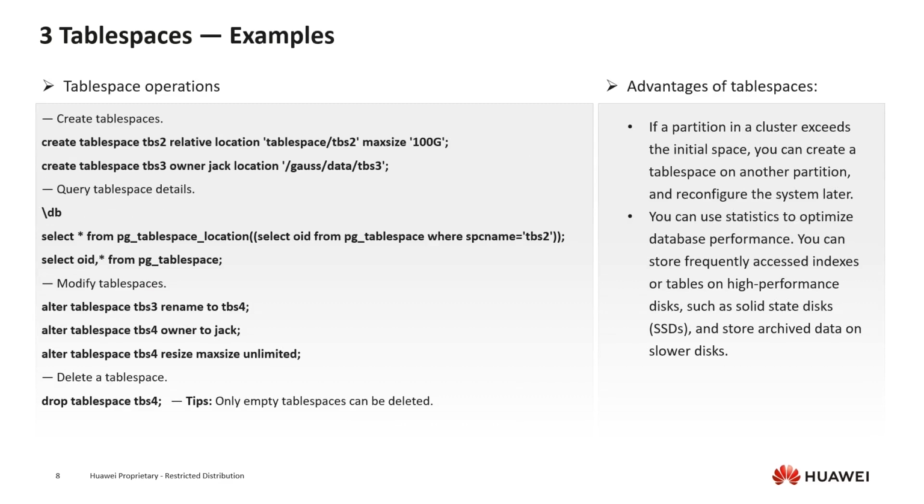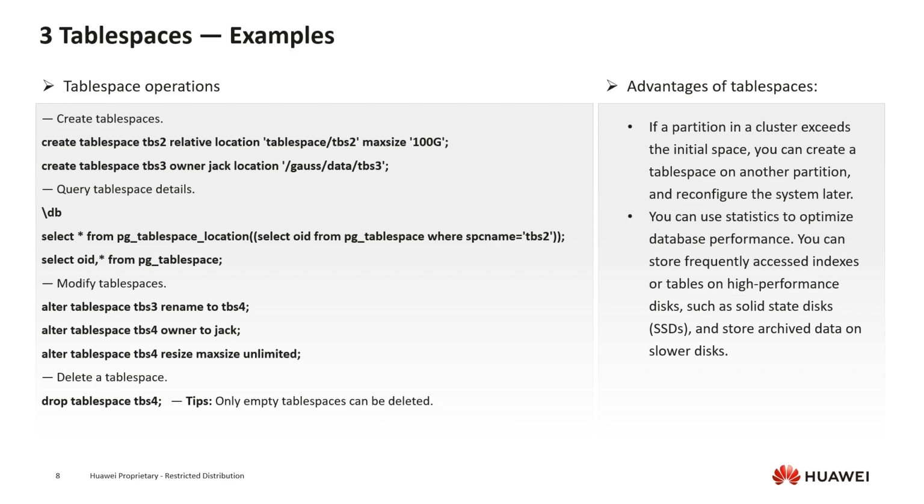Next, let's look at some common operations for tablespace. When creating a tablespace, you can specify the maximum size of the disk or the absolute path allocated to the tablespace. You can also use the system functions to query and manage the tablespace. For example, call pg_tablespace_location to query the absolute path of a tablespace.